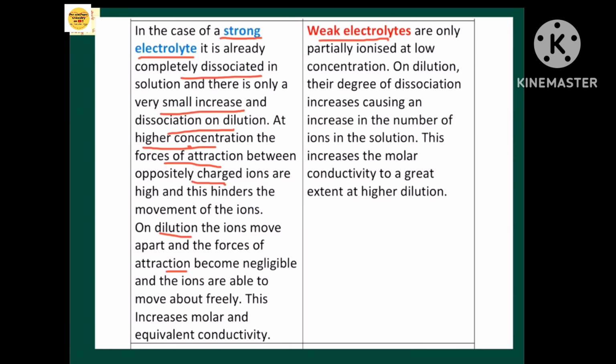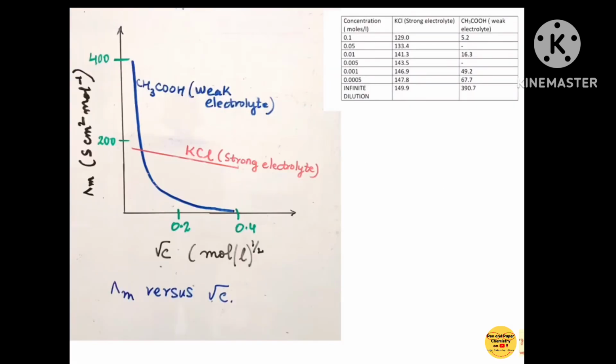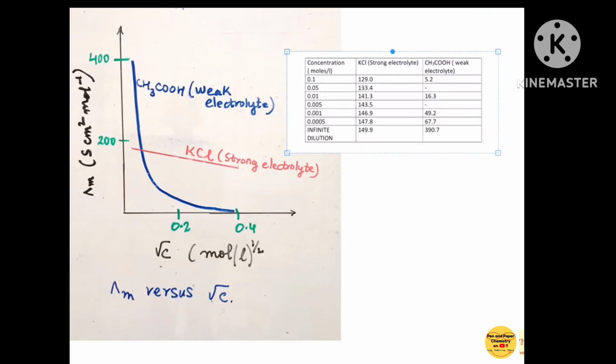Weak electrolytes are partially ionized at low concentration. So on dilution the degree of dissociation is increasing as well as the distance between the ions, causing a much greater increase in the molar conductivity at higher dilution. So now we have discussed the behavior of strong and weak electrolytes. We have this table, right, which we've done earlier.